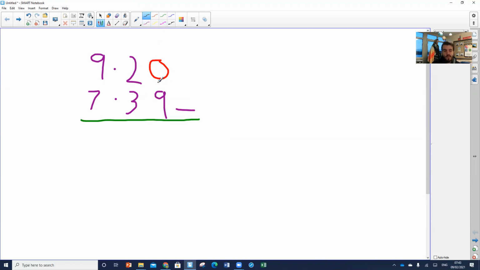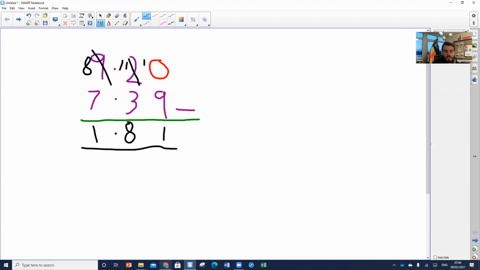And then obviously once you've done that, you can't do 0 take away 9, so you'd steal from there, that becomes a 1. 10 take away 9 is 1. 1 take away 3 we can't do, so we'd steal from there, that becomes an 8. And that's 11. 11 take away 3 is 8. Add another decimal point, and that is a 1. So our answer is 1.81.